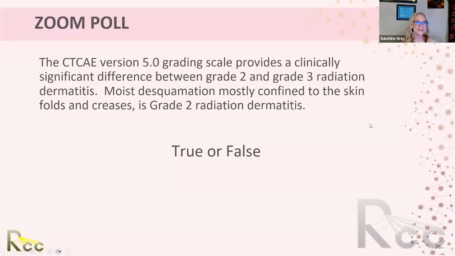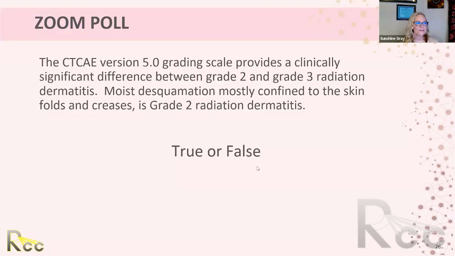All right, next Zoom poll. So we just talked about the CTCAE grading scale. CTCAE grading scale provides a clinically significant difference between grade 2 and grade 3 radiation dermatitis. Moist desquamation, mostly confined to the skin folds and creases, is grade 2 radiation dermatitis. True or false?